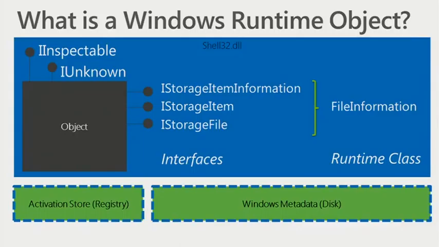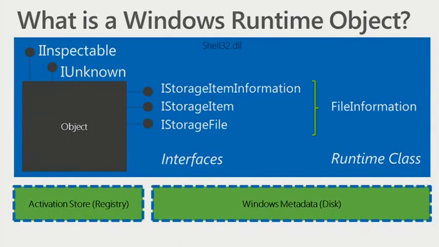Now, how do you create one of those objects? We've seen where the metadata lives. We've seen that there is an implementation, in this case, in shell32 DLL. Now, if somebody creates a new instance of this file information object, how does the activation work? Where does the object get created? And the answer is there is an activation store in the registry that ties the pieces together. It says, well, I want one of those guys. I know where the DLL lives, and I'm going to activate an instance of the object based on that DLL. And we'll see the activation sequence later on.